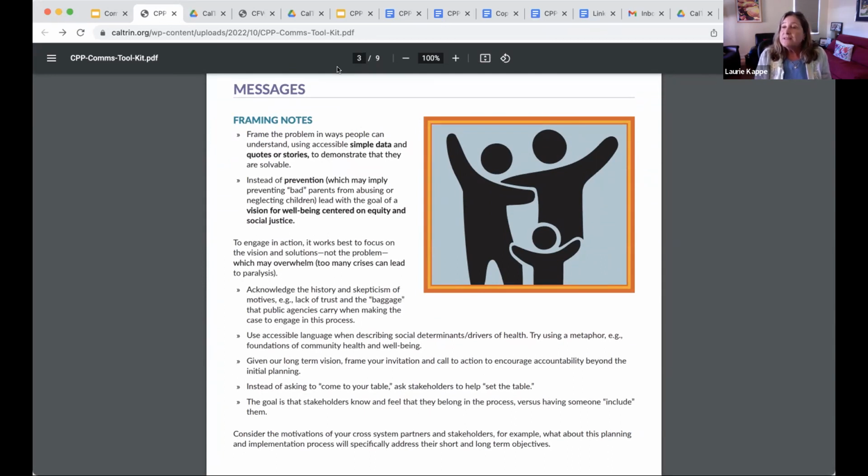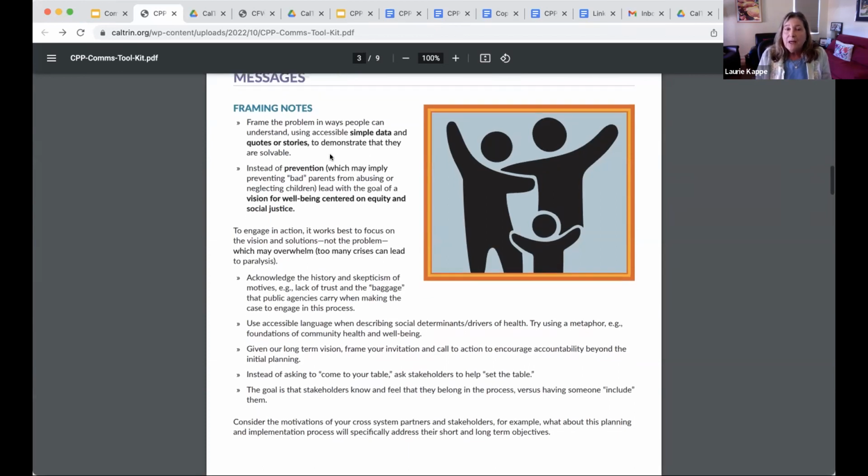Sometimes we talk about the crisis that we're experiencing, and I also want to say that you don't want to be too crisis oriented to sort of compel people. You want to make it into sort of bite-sized data. This is what it looks like in our county. Here's a quote from a child, and here's what you can do. So just make sure you think about things that are solvable.